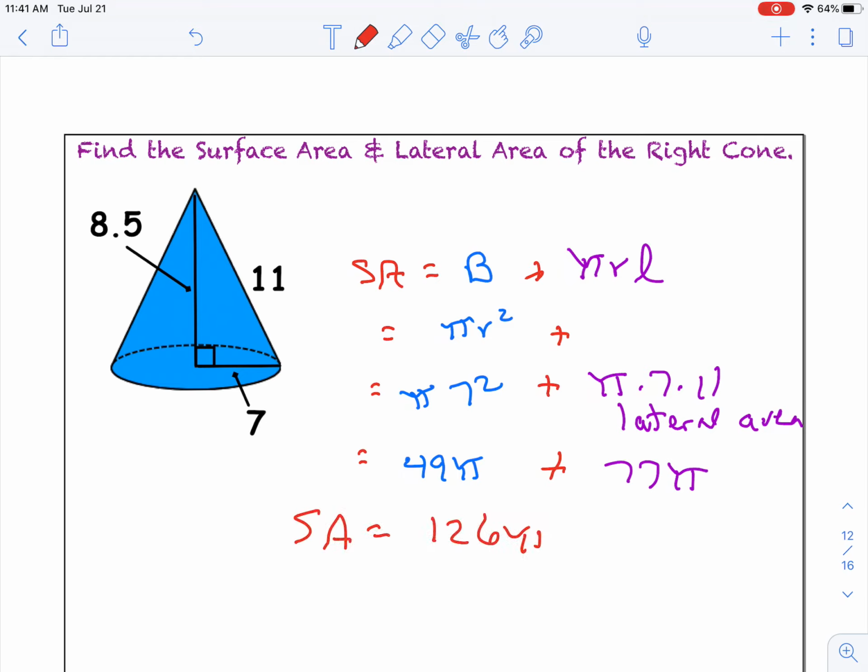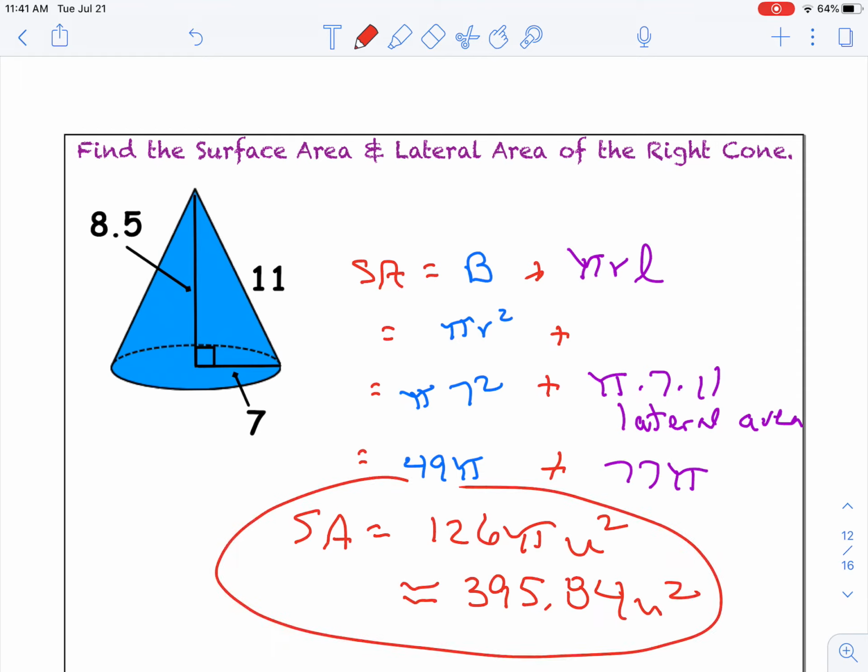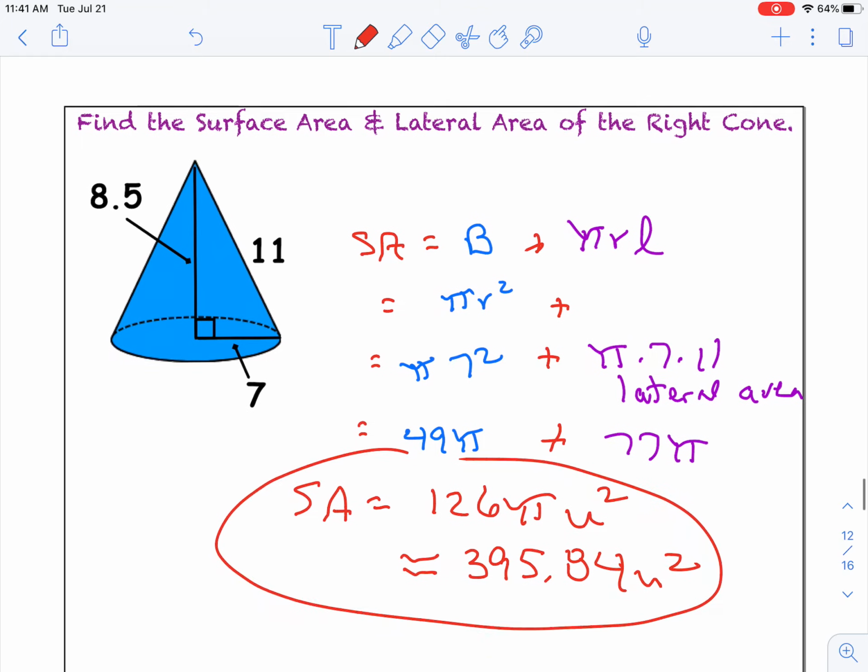And we could give the exact answer as 126 pi units, and this is surface area, so it's units squared, or we could give it approximately equal to 395.84 units squared. So it's not too bad. Hopefully you can work your way through that.